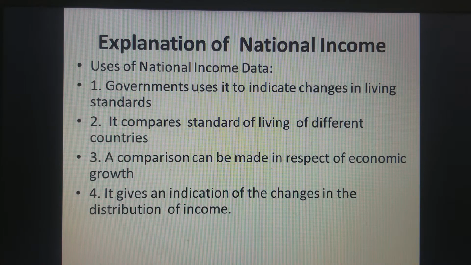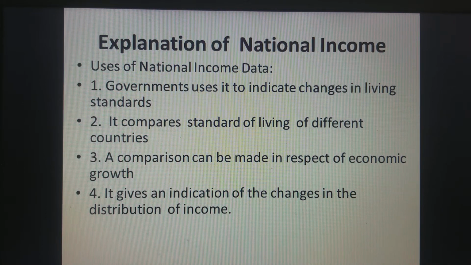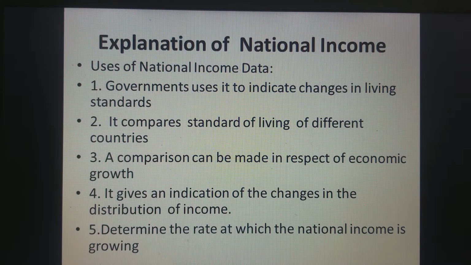It gives an indication of the changes in the distribution of income. So if your national income is growing or increasing, it is a likely indication that the country is increasing in its earnings and people are earning more. The other point we want to make is that it determines the rate at which national income is growing. Alright?